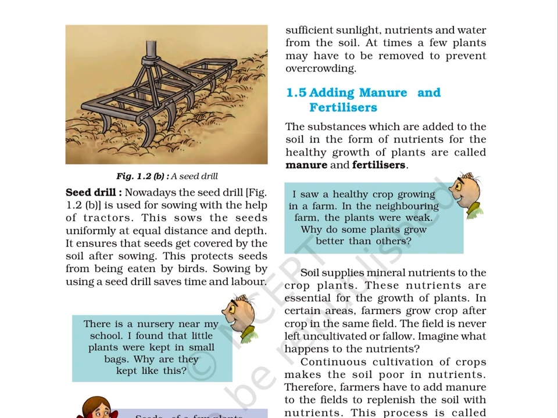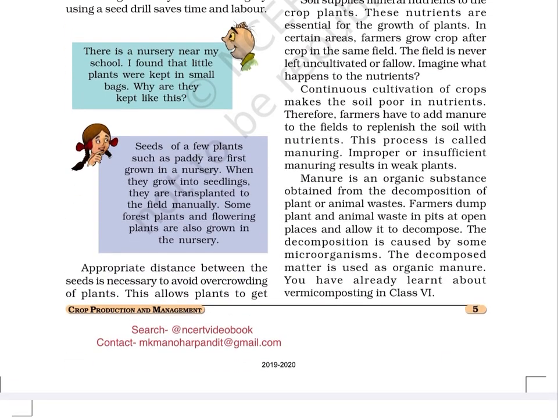Bujo said, "There is a nursery near my school. I found that little plants were kept in small bags. Why are they kept like this?" Paheli answered, "Seeds of a few plants such as paddy are first grown in a nursery. When they grow into seedlings, they are transplanted to the field manually. Some forest plants and flowering plants are also grown in the nursery.